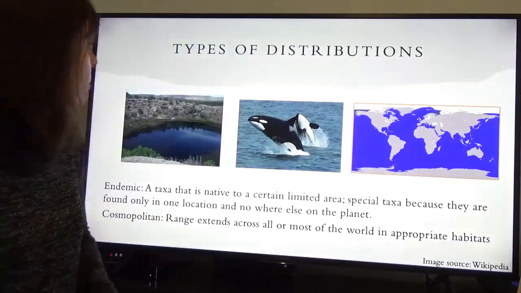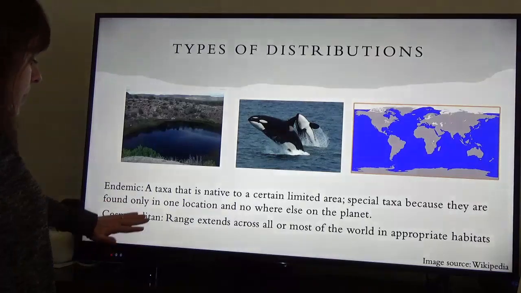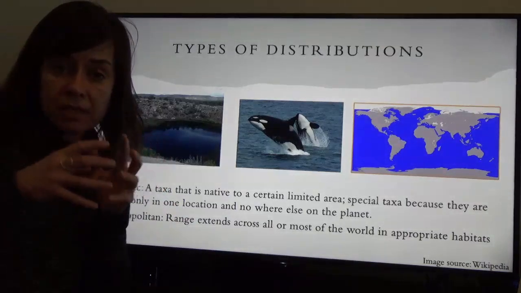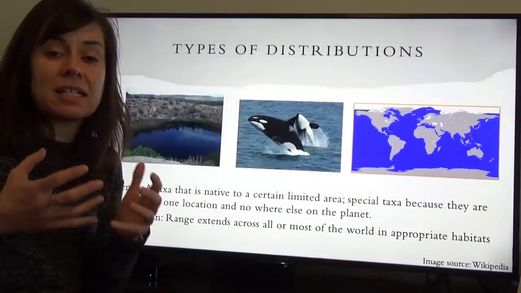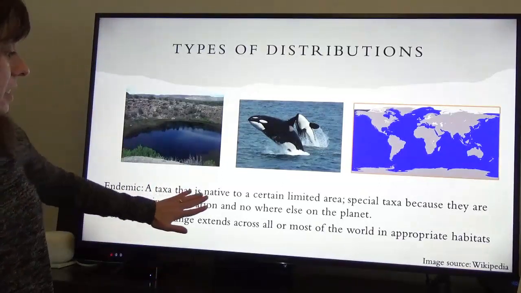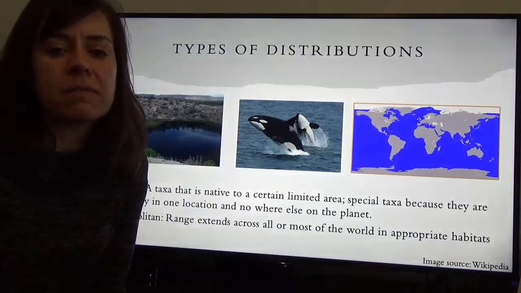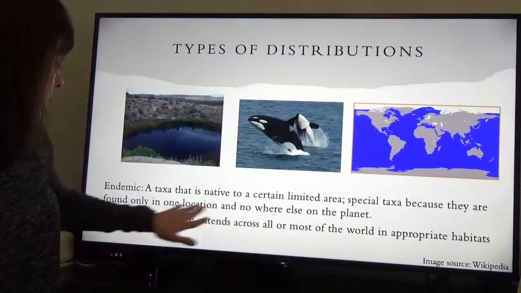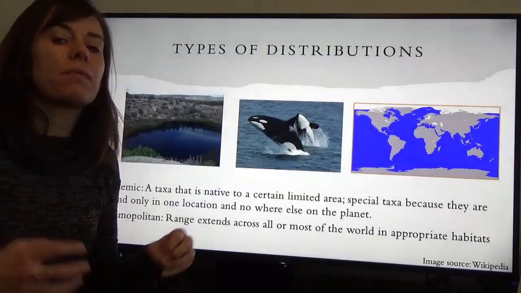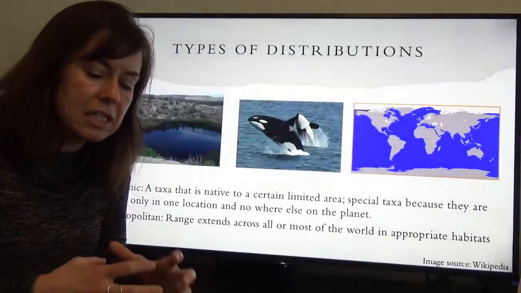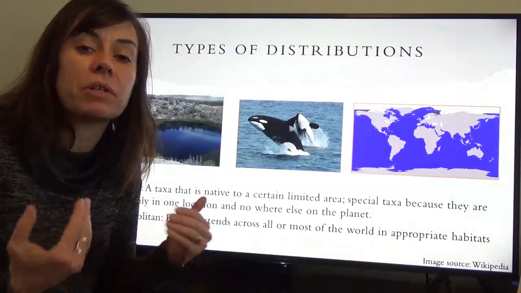And when we think about geographic ranges, there are different types of distributions. And these are the two kind of extremes here, but on the very most limited and smallest extent is an endemic species. So a taxa that is native to a certain limited area. They often receive special importance because they're found only in one location and nowhere else on the planet. So when you hear the word endemic, it refers to a species that is limited in its extent to that particular geographic region. And so if that species goes extinct, it's not found anywhere else on the planet.